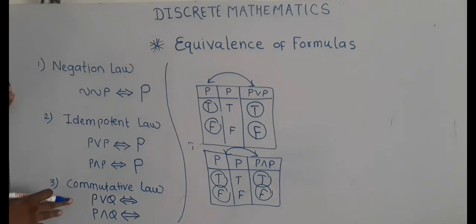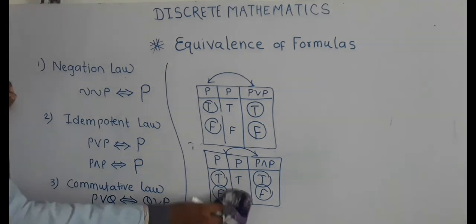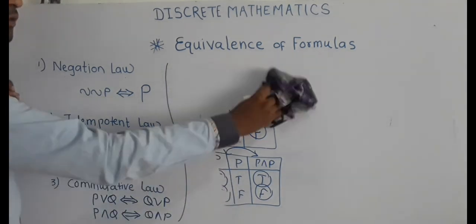Now we will see the third law, that is the commutative law. The commutative law says that P or Q is logically equivalent to Q or P, and P and Q is logically equivalent to Q and P. Means we can change the order. Now we will validate this by using the truth table.